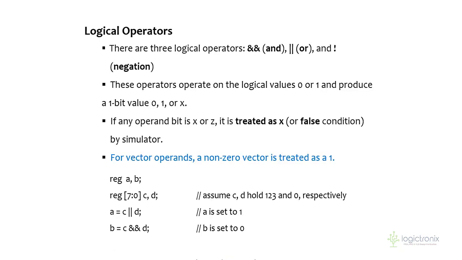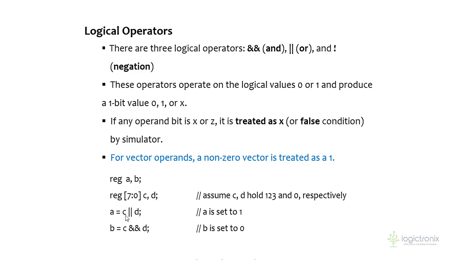So now this is the logical operator. A logical operator can be a logical AND, logical OR, or negation. This type of operator gives a true or false result, so a 1-bit result will be given. So if any undefined or high impedance value is in the condition, then it will give an undefined result.